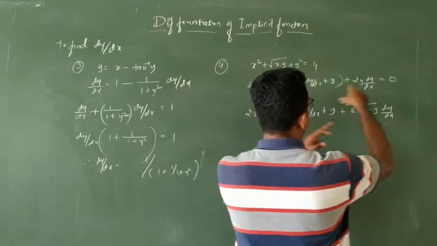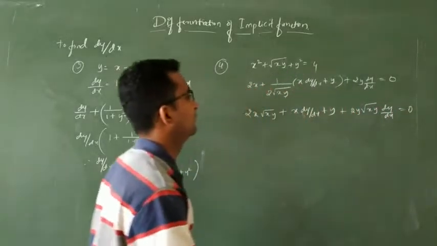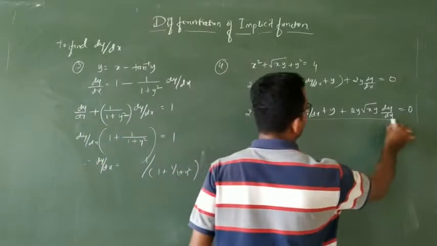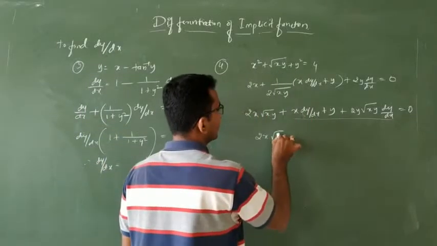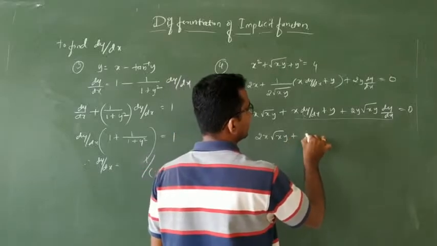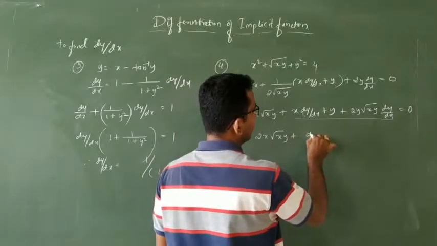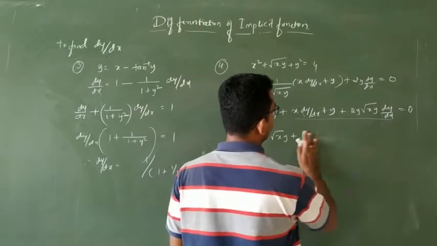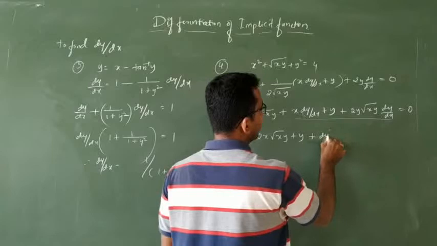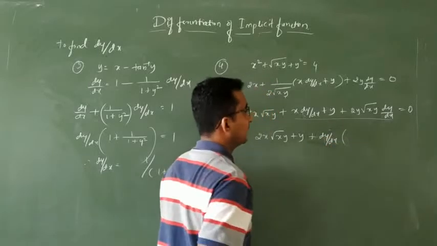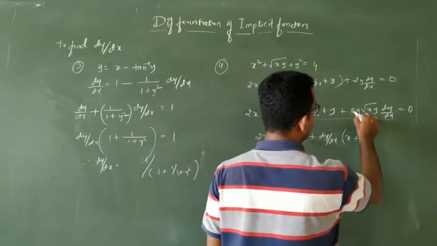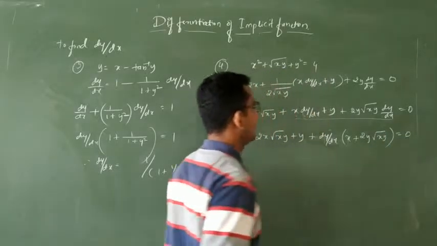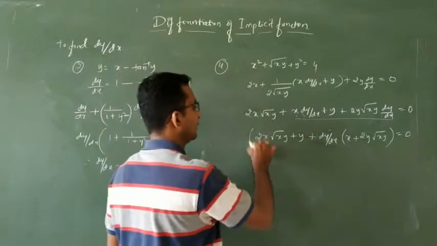So if I take this to the RHS, then it is 0. Again taking the dy by dx to one side, dy by dx will be the common multiple: 2x root of xy plus y, plus dy by dx as the common multiple over there. After taking the dy by dx as the common multiple, x plus 2y root of xy is equal to 0.